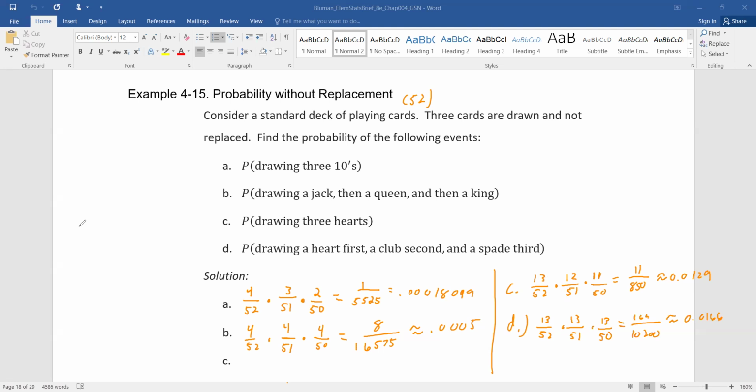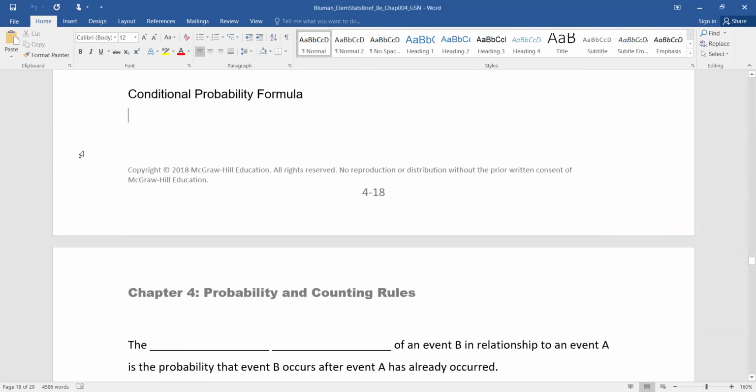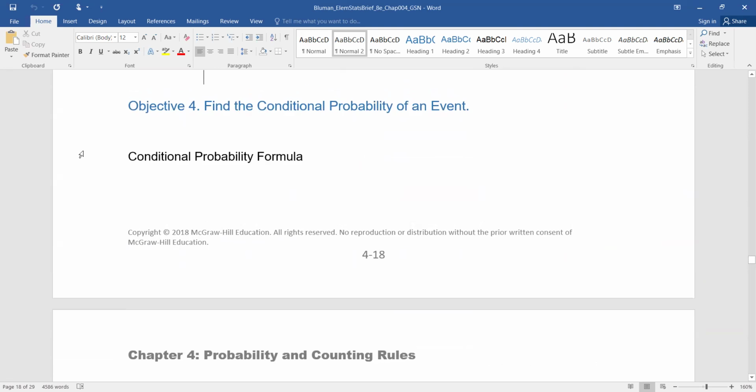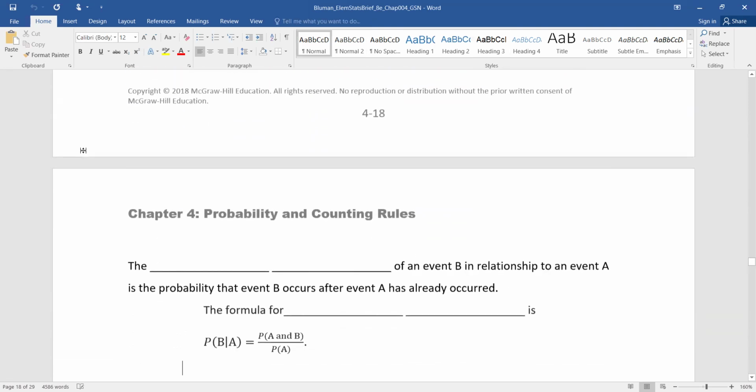All right, so let's move now to objective 4, which is finding the conditional probability of an event. Let's first talk about conditional probability formulas.